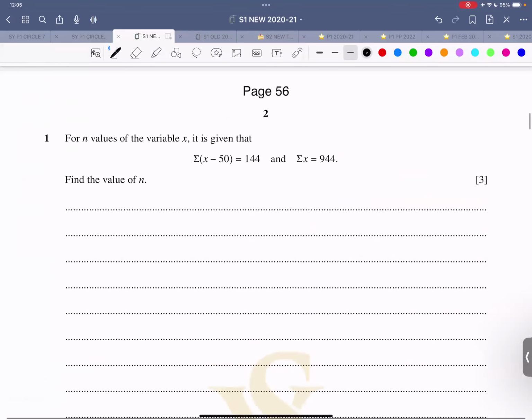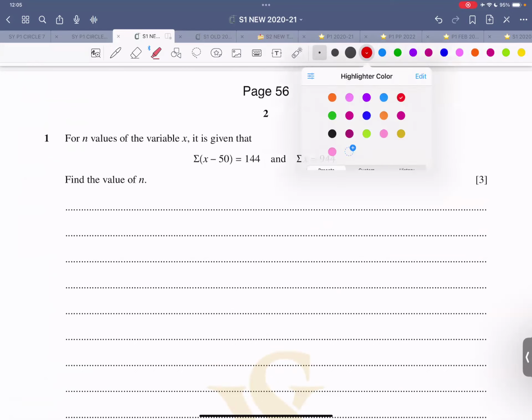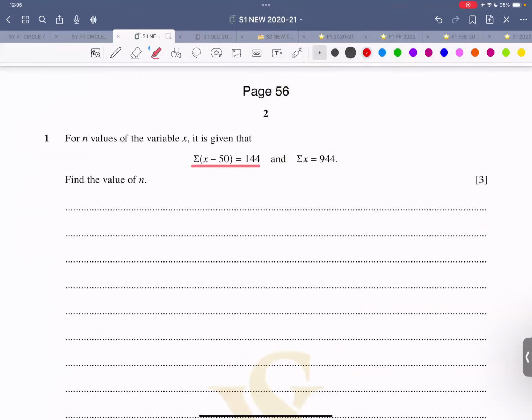The first question, find the value of the variable n. For n values of the variable x, it is given that sigma x minus 50 is 144. Let me start underlining. Sigma x minus 50 is 144. Sigma x is 944. Find the value of n. Now, first of all, you need to realize that this is a question related with coding. And when something like this is given, something is subtracted. So this is about coding.